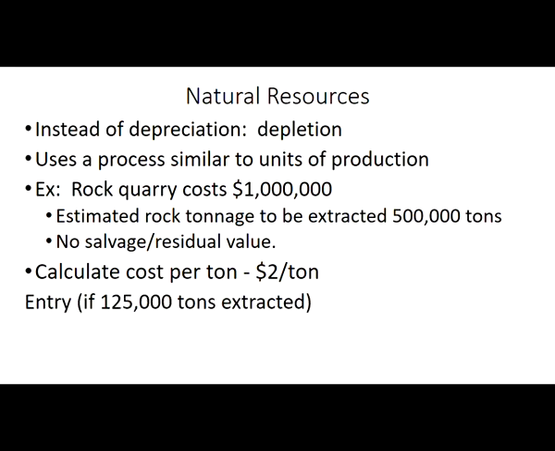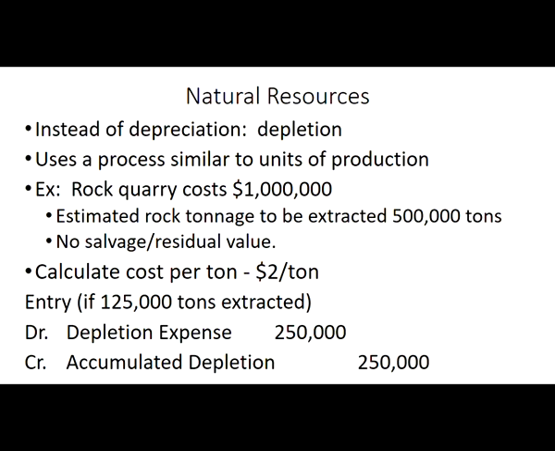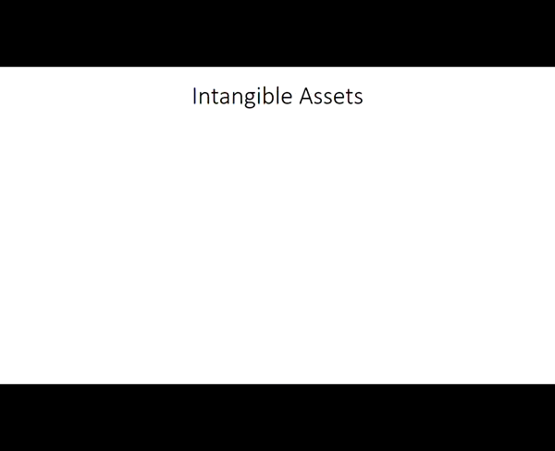Once we know that, if we extract 125,000 tons, what would our journal entry be? Well, 125,000 times 2 leaves me this as a journal entry. Note, this journal entry is the same as the depreciation entry, except the word depreciation has been traded out for depletion. That's it. No difference. And so if there's any problems, just think about units of production when you think about natural resources.